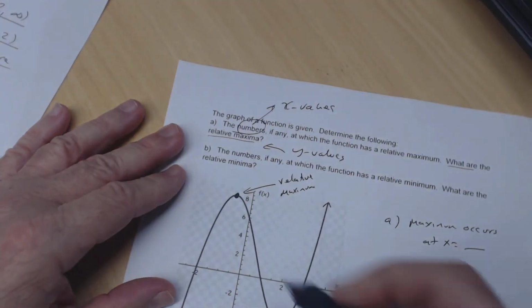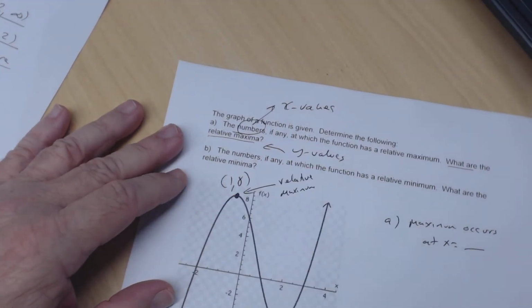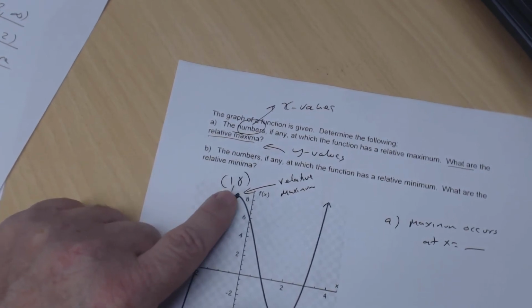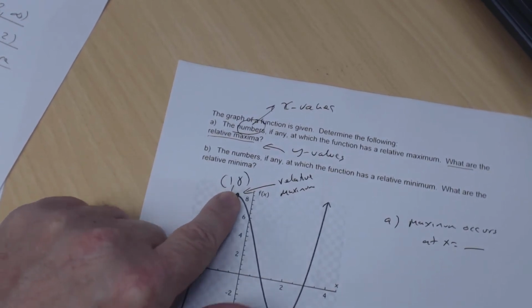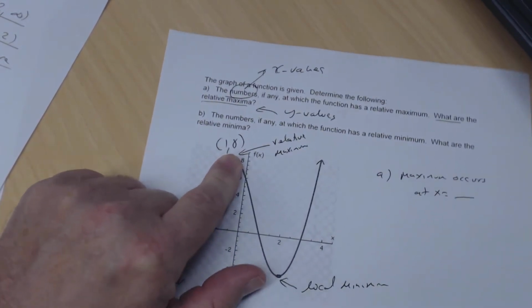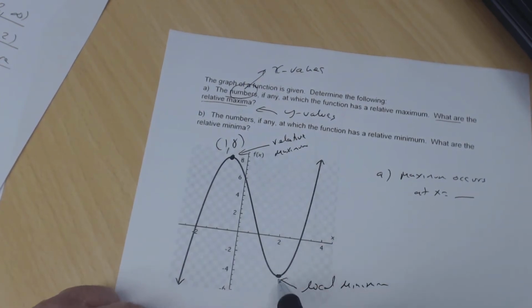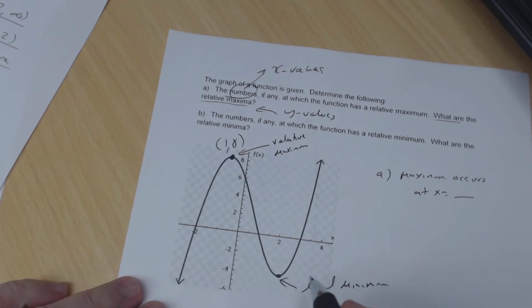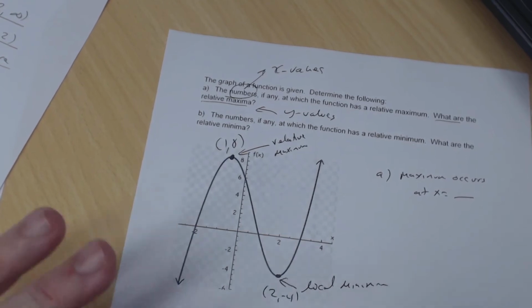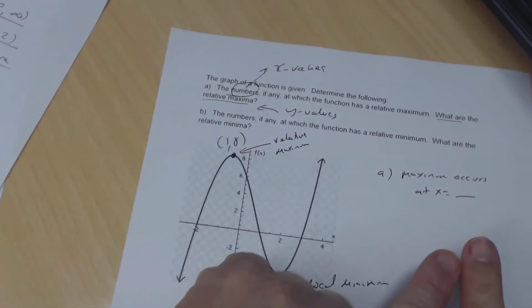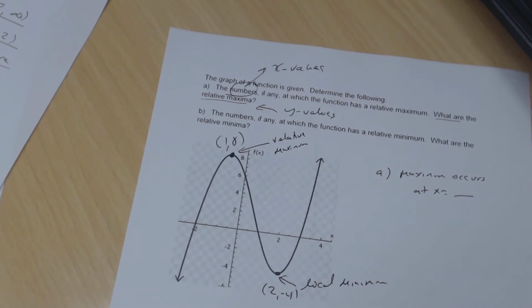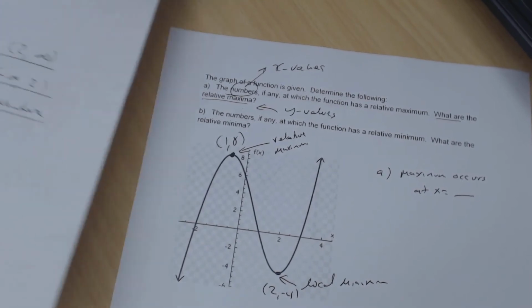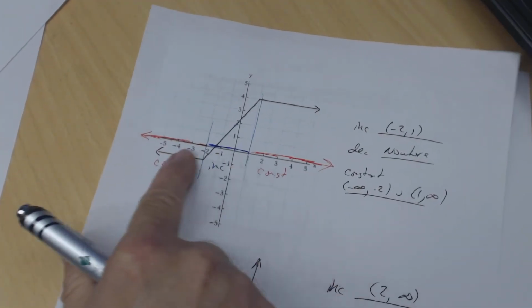So this right here is the point (1, 8). It helps if you label those maximums. This right here will be 2, negative 4, so that's the point (2, -4). It helps if you label this when answering these. It does help, just like it helped when you labeled and colored your axes.